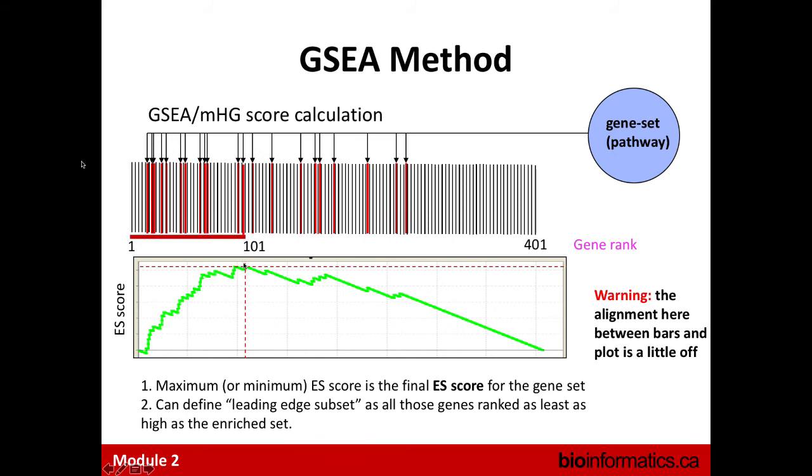So usually when we run GSEA, we get a first result, which is the enrichment score and the normalized enrichment score.